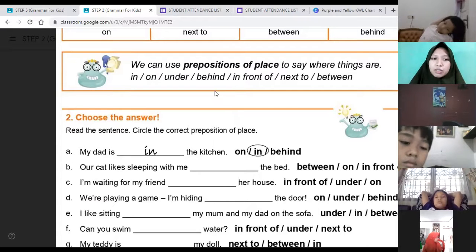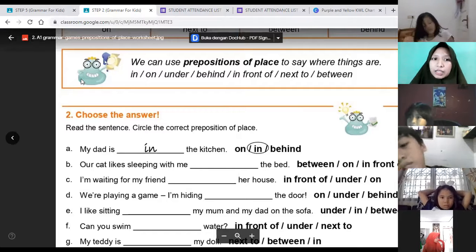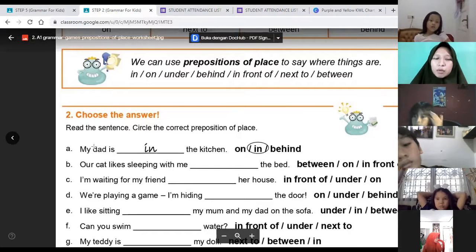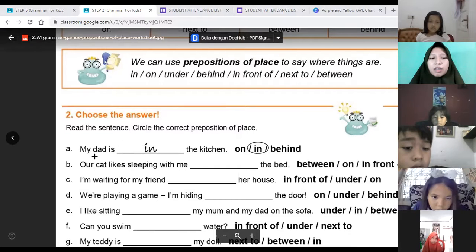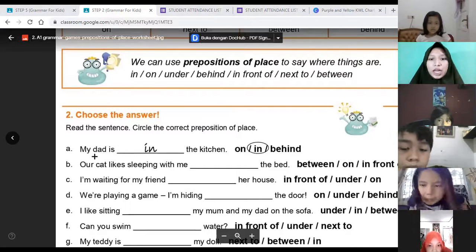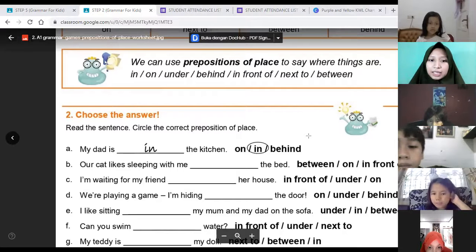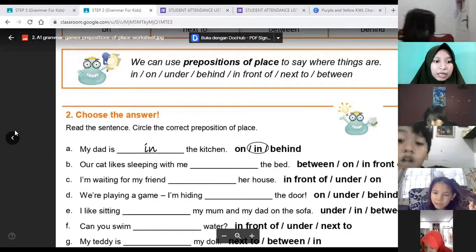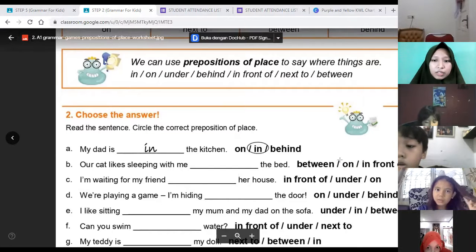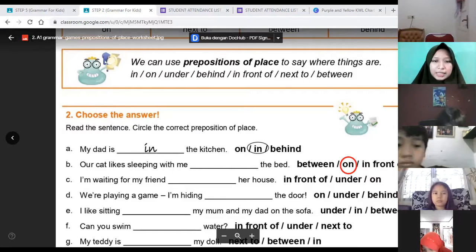Okay, so let's choose the answer here, everyone. Okay, I'm going to circle it. You can mention it, everyone. Let's see number one. My dad is in the kitchen. Okay, so what about B? Our cat likes sleeping with me on the bed. On the bed. On. Okay, great job, everyone. On the bed.